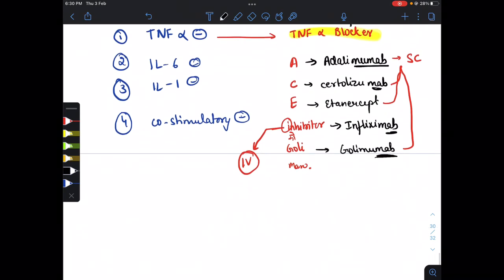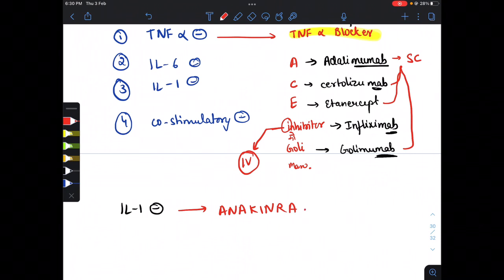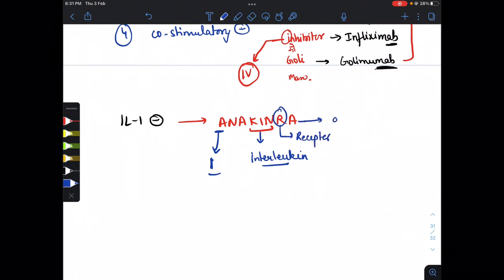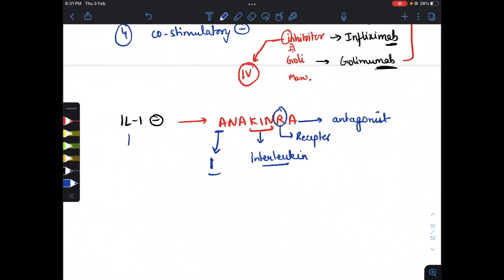Now the interleukin 1 inhibitor. For the interleukin 1 inhibitor, we have a drug that is anakinra. How can we remember it? Kin stands for interleukin, and A, as it is the first letter of the alphabet, stands for 1. R stands for receptor, and A stands for antagonist. So it is interleukin 1 receptor antagonist, anakinra. In this way we can remember it, and it prevents joint destruction.